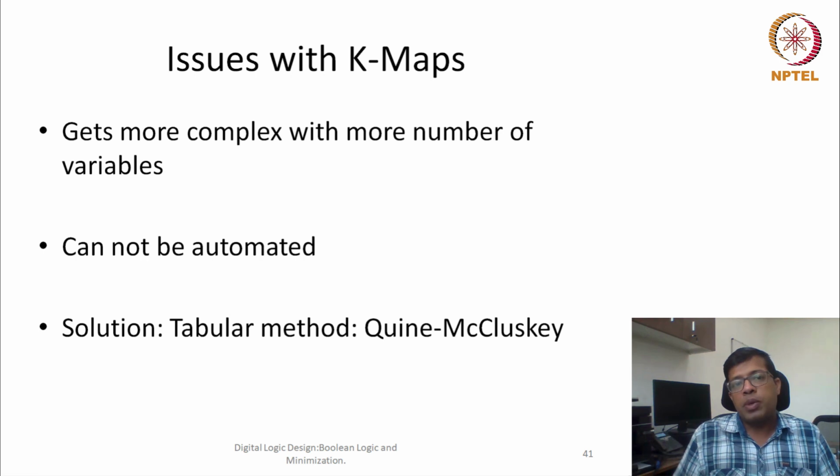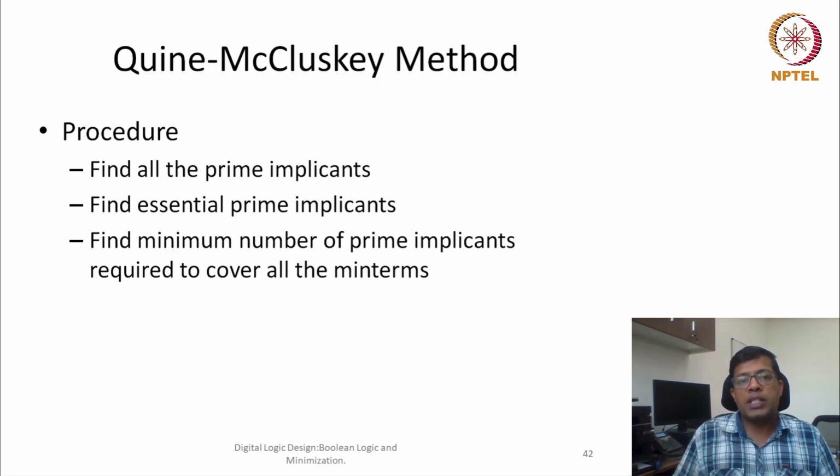With that purpose, another method has been proposed by a researcher which is quite popular. It's called Quine-McCluskey, or in short the QM method. In the Quine-McCluskey method, the procedure is essentially the same. Whatever we were doing in K-maps, we are doing similar things, but in a tabular or text-based method rather than a graphical method.